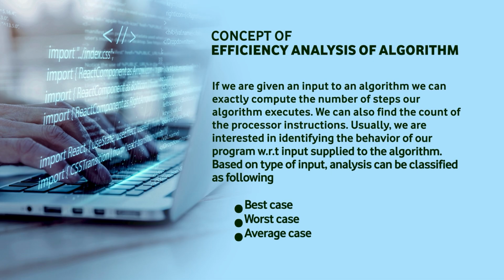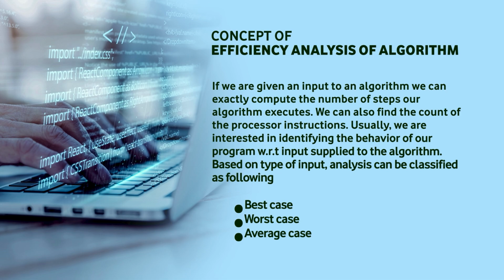If we are given an input to an algorithm, we can exactly compute the number of steps our algorithm executes. So, how many steps are there during the execution of the algorithm? We focus on the efficiency of an algorithm. We can also find the count of processor instructions. Generally, efficiency depends upon the number of steps, or the count of processor instructions, or we are interested in identifying the behavior of our program with respect to the input supplied, based on the type of input.